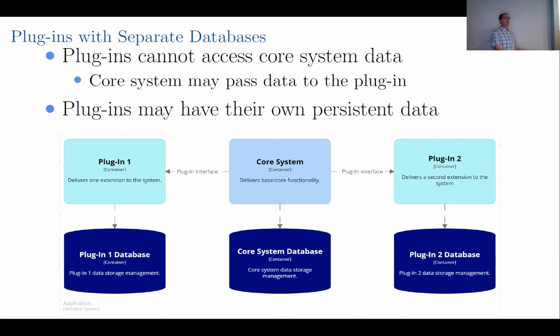Could be a full sophisticated database. It could be some simple files that are stored somewhere. But if there's any persistent data that your plugins have to have themselves, each one manages its own data persistence in its own way and separately to all the other plugins.